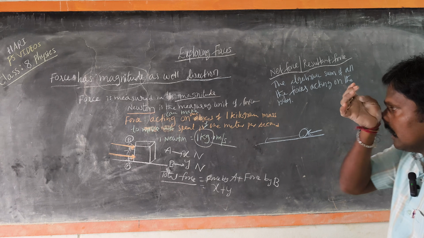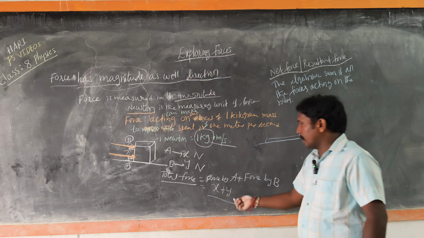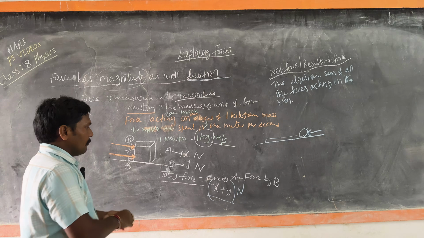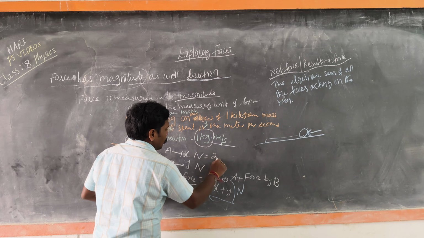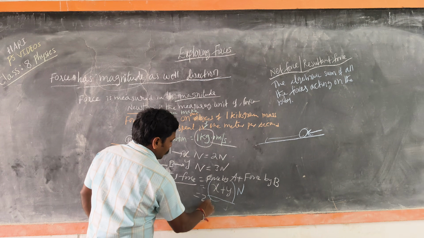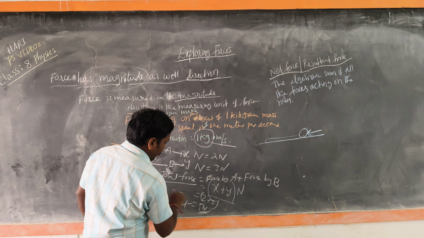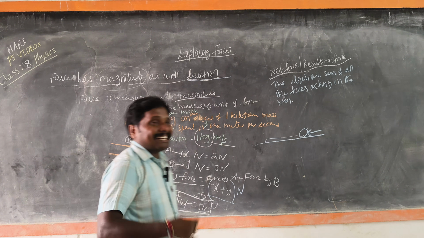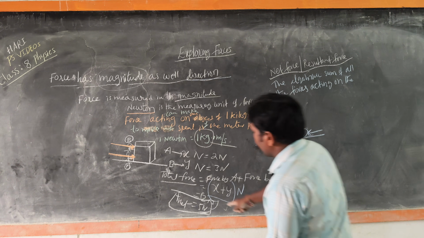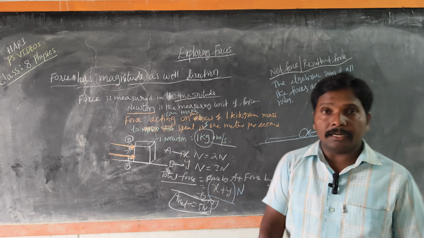The resultant force in this case is x plus y newtons. For example, if x is equal to 2 newtons and y is equal to 3 newtons, then we can write 2 plus 3, that is equal to 5 newton. So F net or resultant force is 5 newton. This is called resultant force.